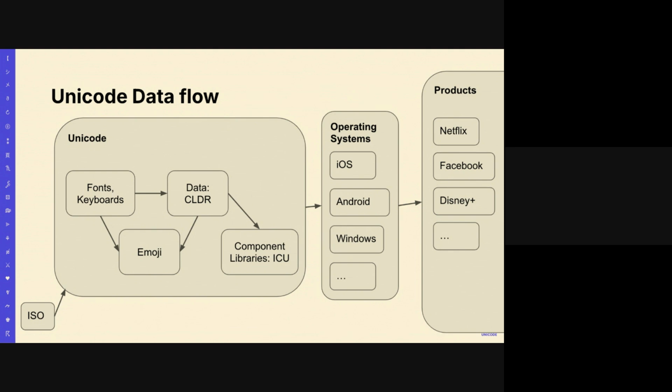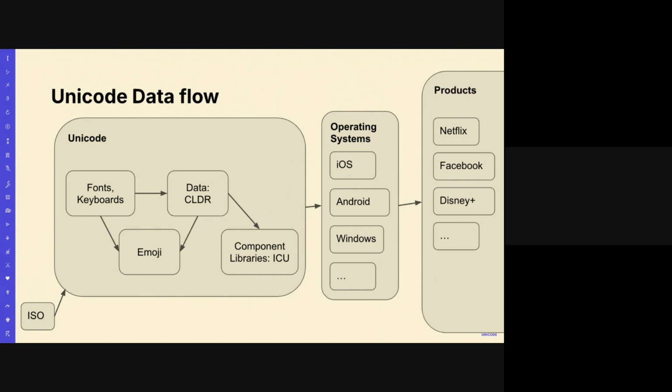So the very first thing we need are fonts and keyboards. There's a lot of other fun work that makes emoji. There was that talk right before this. But then a lot of data gets entered into CLDR, and that's the layer that I know the most about. And then a lot of that data is used in component libraries like ICU. These are arrows, but really these should be bidirectional because, of course, all these things need to build on each other.